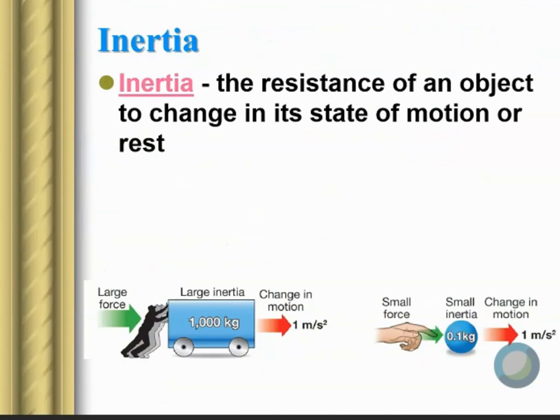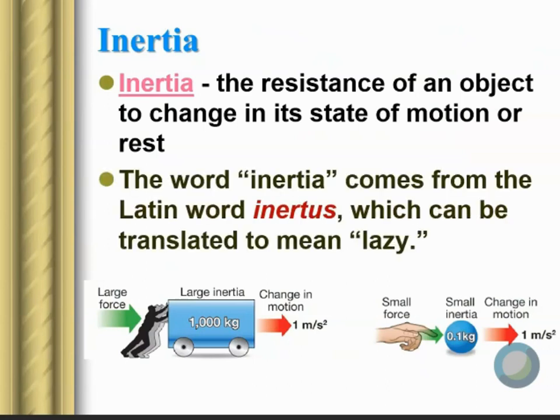Now inertia, once again: the resistance of an object to change its state of motion or rest can be termed inertia. It is the basic property of the body. When you say object or body, you can take it as the same. So inertia is the basic property of an object, trying to keep its state of rest or of motion. The word inertia comes from the Latin word inertas, and very funnily, the meaning is lazy.